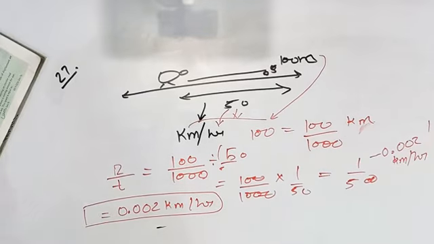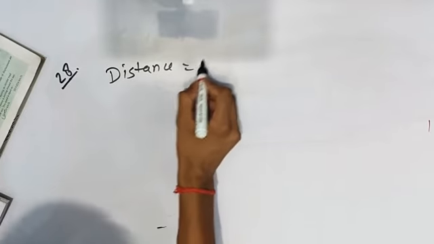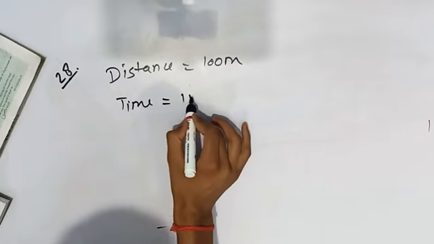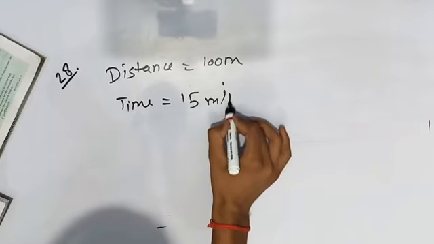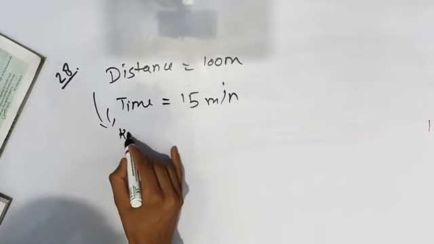So now let's talk about the next question, question number 28. Basically, question number 28 says that a tortoise moves a distance of 100 meter in 15 minutes. What is the average speed of the tortoise in kilometer per hour? It is also the same question. They are asking that there is a tortoise and the distance traveled is given as 100 meter and the time given is 15 minutes, and we have to convert this into kilometer per hour.